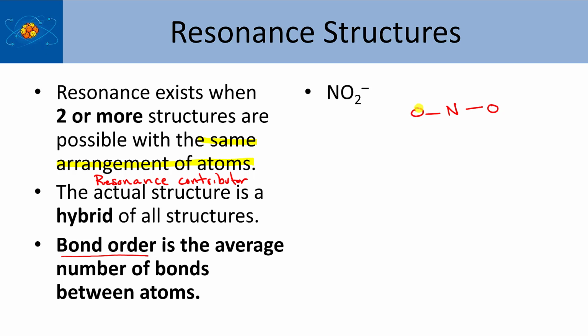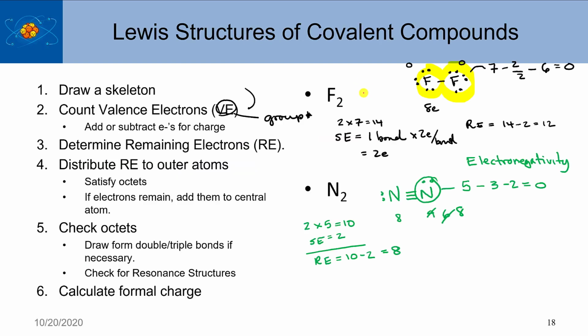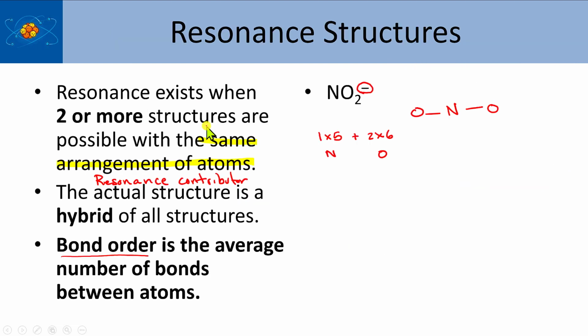We'll count up the total number of valence electrons. And so the total number of valence electrons, nitrogen, the central atom, has 5, so there's 1 times 5 for nitrogen. And then we have 2 times 6 for oxygen. Now, that doesn't take into account the negative charge. And in the rules, if you go back and look at the rules, you have to add or subtract electrons for the charge. So what we'll do then is go ahead and calculate this number, and you'll end up getting 17.